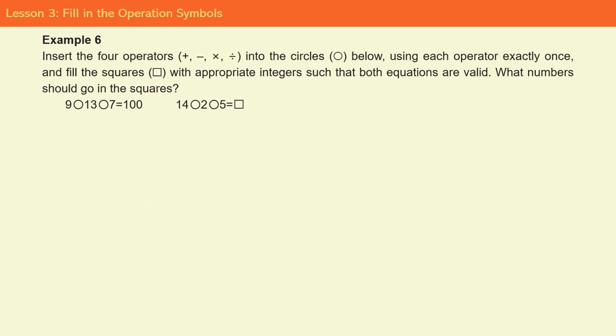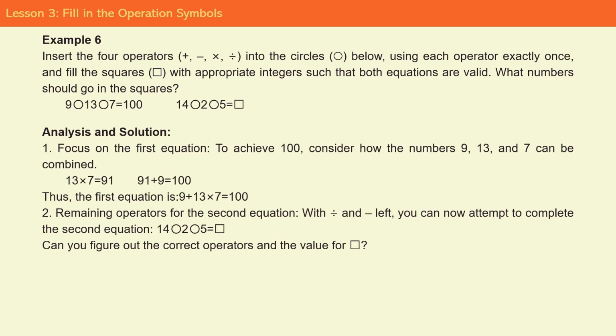Example 6, insert the four operators, plus, minus, times, divided by into the circles below, using each operator exactly once, and fill the squares with appropriate integers such that both equations are valid. What numbers should go in the squares? First, focus on the first equation. To achieve 100, consider how the numbers 9, 13, and 7 can be combined. Thus, the first equation is 9 plus 13 times 7 equals 100.